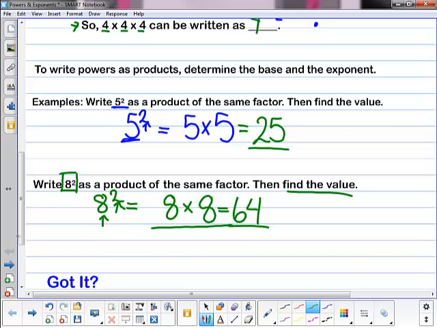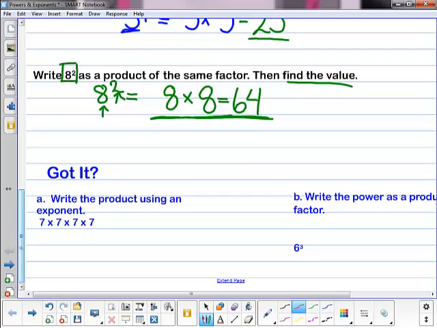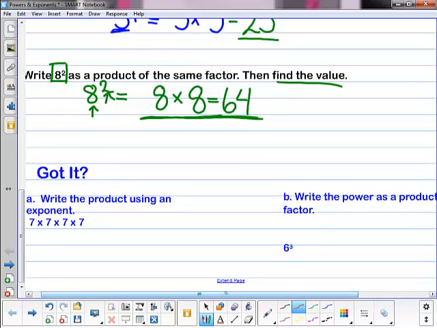Then we're going to find the value. 8 times 8 is 64. So the answer to this is 64. Okay? Also, you're kind of looking at this too. This is probably your whole answers, but 64 would be the more accurate answer. Okay?